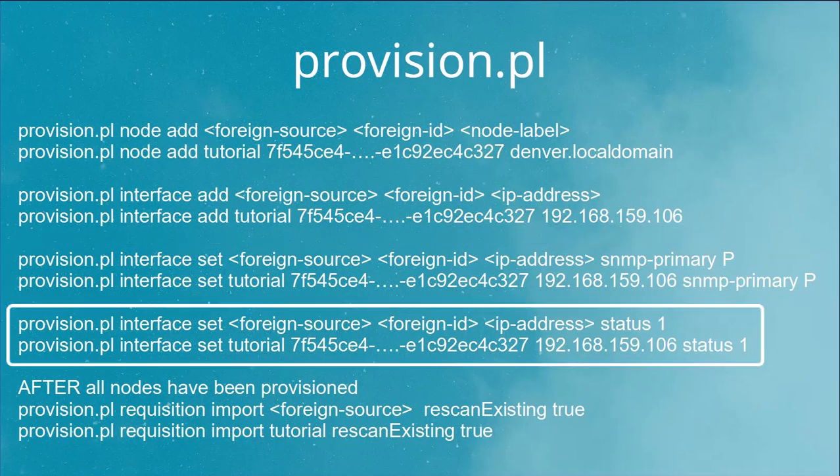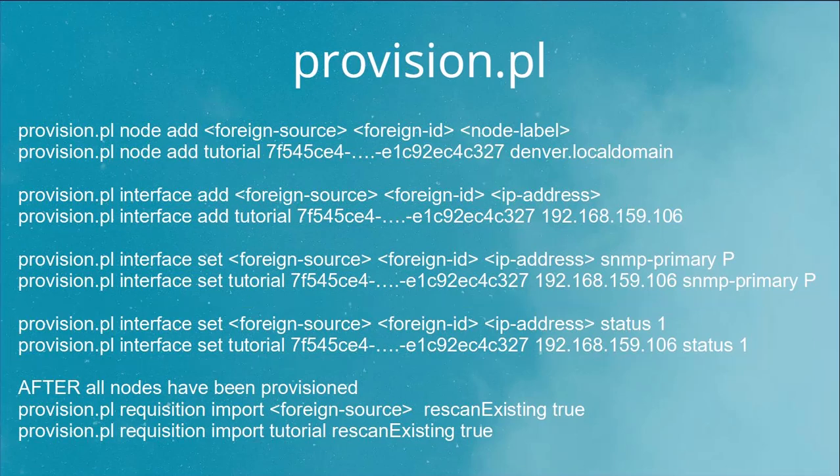4. Set the interface as managed. The syntax is interface, set, foreign source, foreign ID, IP address, status 1. A sample line might be interface, set, tutorial, the requisition/foreign source, a foreign ID created by uuid-gen, the IP address 192.168.159.106, and status 1. The nodes are in pending state after provisioning.